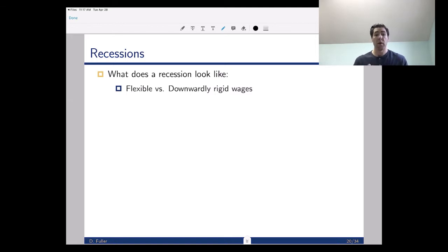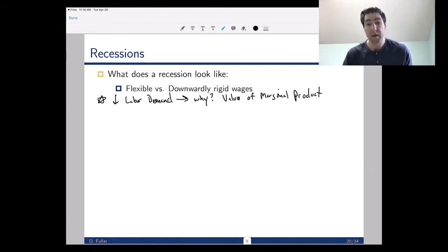Before I get there, one thing I want to remember: a recession we just decided was caused by a decrease in labor demand. We'll get into some specific reasons why this happens. But one thing I want you to remember is that what determines labor demand is the value of marginal product. If you worked on the exam recently, we had all this stuff about calculating the value of the marginal product. That was the price times what we call the marginal product of labor.